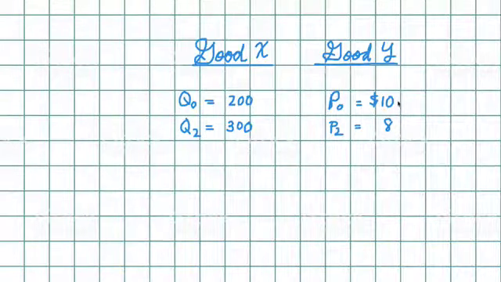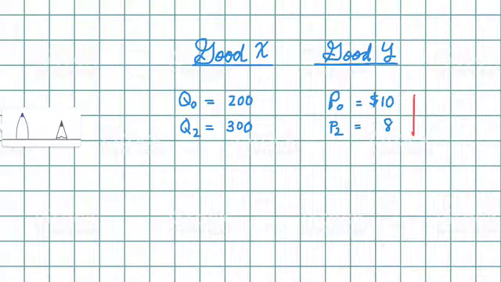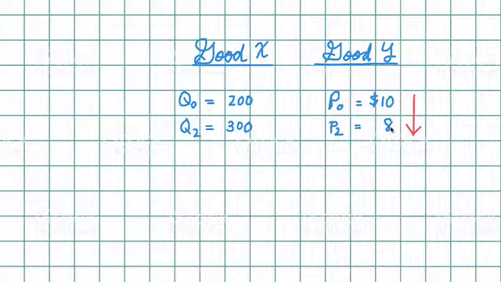Okay, in this problem, we're going to calculate the cross-price elasticity between good X and good Y. You can see that the price of good Y has actually fallen. Let's go ahead and write that in there. Fallen from $10 to $8. And the quantity demanded of good X actually rose from 200 to 300.